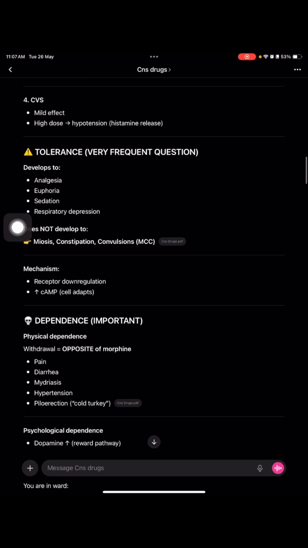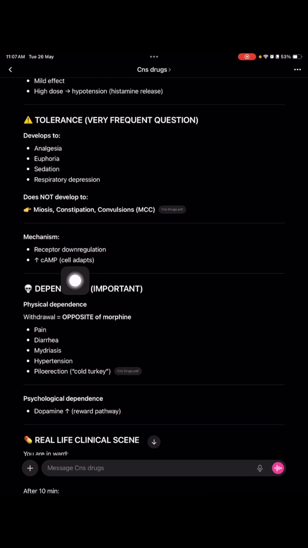it will cause hypotension. Tolerance develops to analgesia, euphoria, sedation, and respiratory depression, but it does not develop to miosis, constipation, and convulsion. Miosis, constipation, convulsion: tolerance does not develop to these. Tolerance is due to receptor down regulation and increased cyclic AMP; the cell adapts.